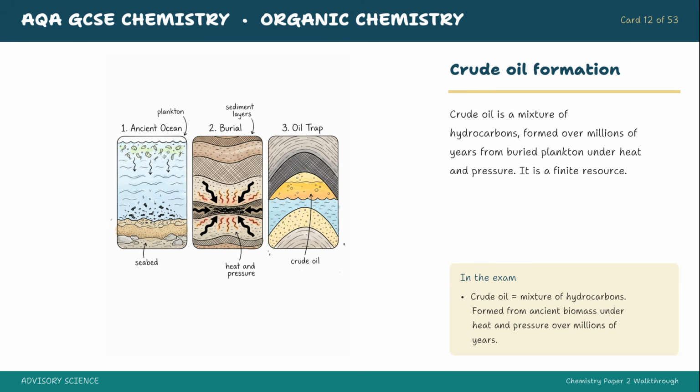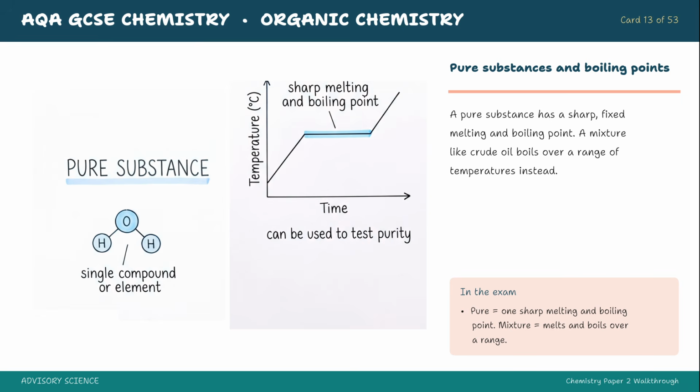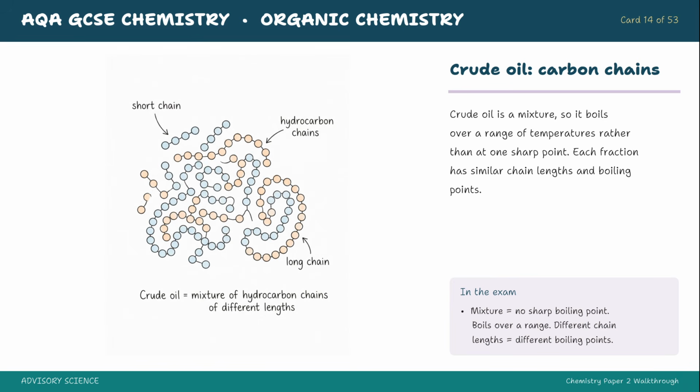and it will eventually run out. In the exam, because crude oil is a mixture and not a pure substance, it does not have a single sharp boiling point. Instead, it boils gradually over a wide range of temperatures as the different chain lengths separate. So crude oil is just nature's massive collection of carbon chains all tangled up together.